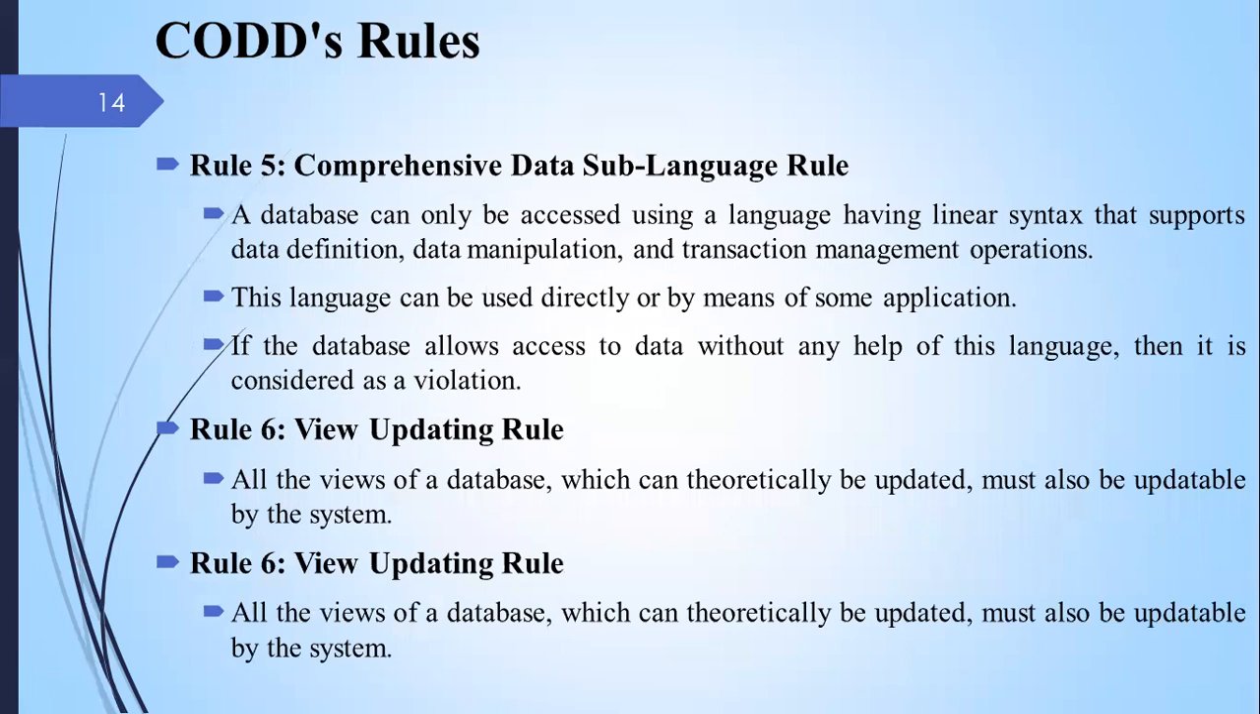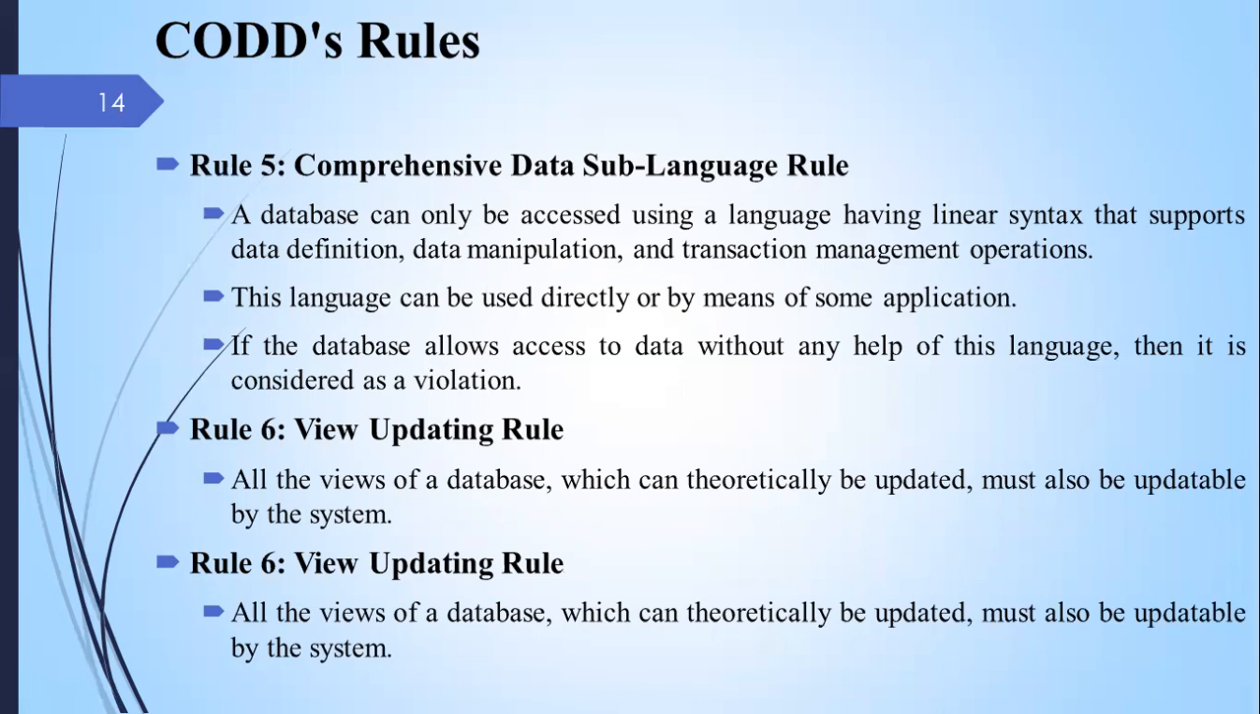Next rule, rule number 5, the comprehensive data sub-language rule. A database can be accessed by using a language having linear syntax that supports data definition, data manipulation, and transaction management operations. The language can be used directly or by means of some application. If the database allows access to the data without any help of this language, then it is called a violation of the rule. So the comprehensive data sub-language rule should be there.